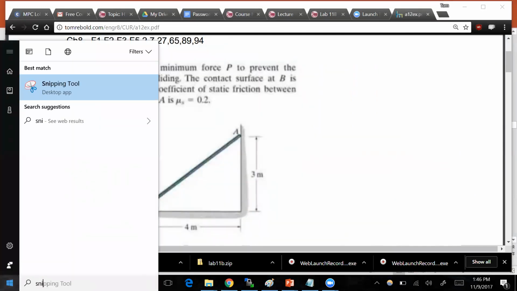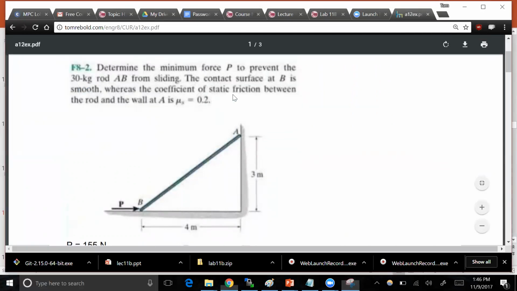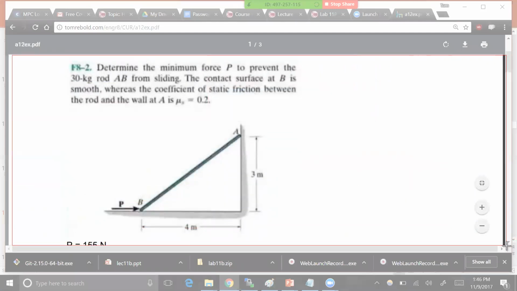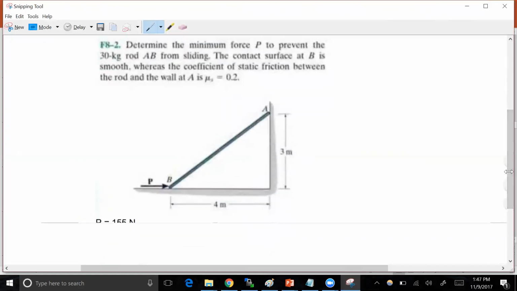So I'm going to take a picture of this real fast. And the answer is supposed to be 155 newtons. So there's a 30 kilogram rod. So how are you going to do the free body diagram? That's probably all we have time for. 3 minutes too. So why don't you try drawing the free body diagram and I'll see if you got it right.